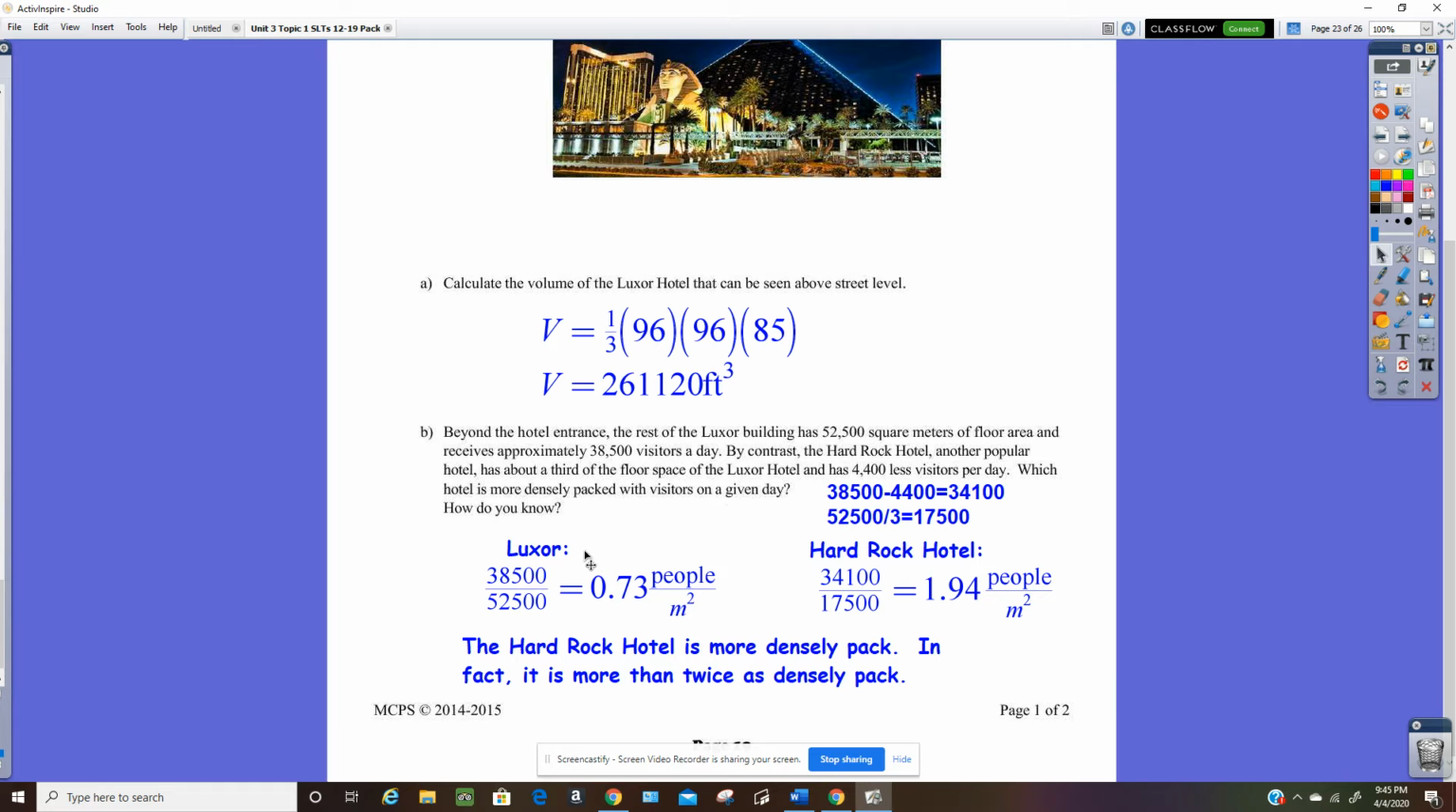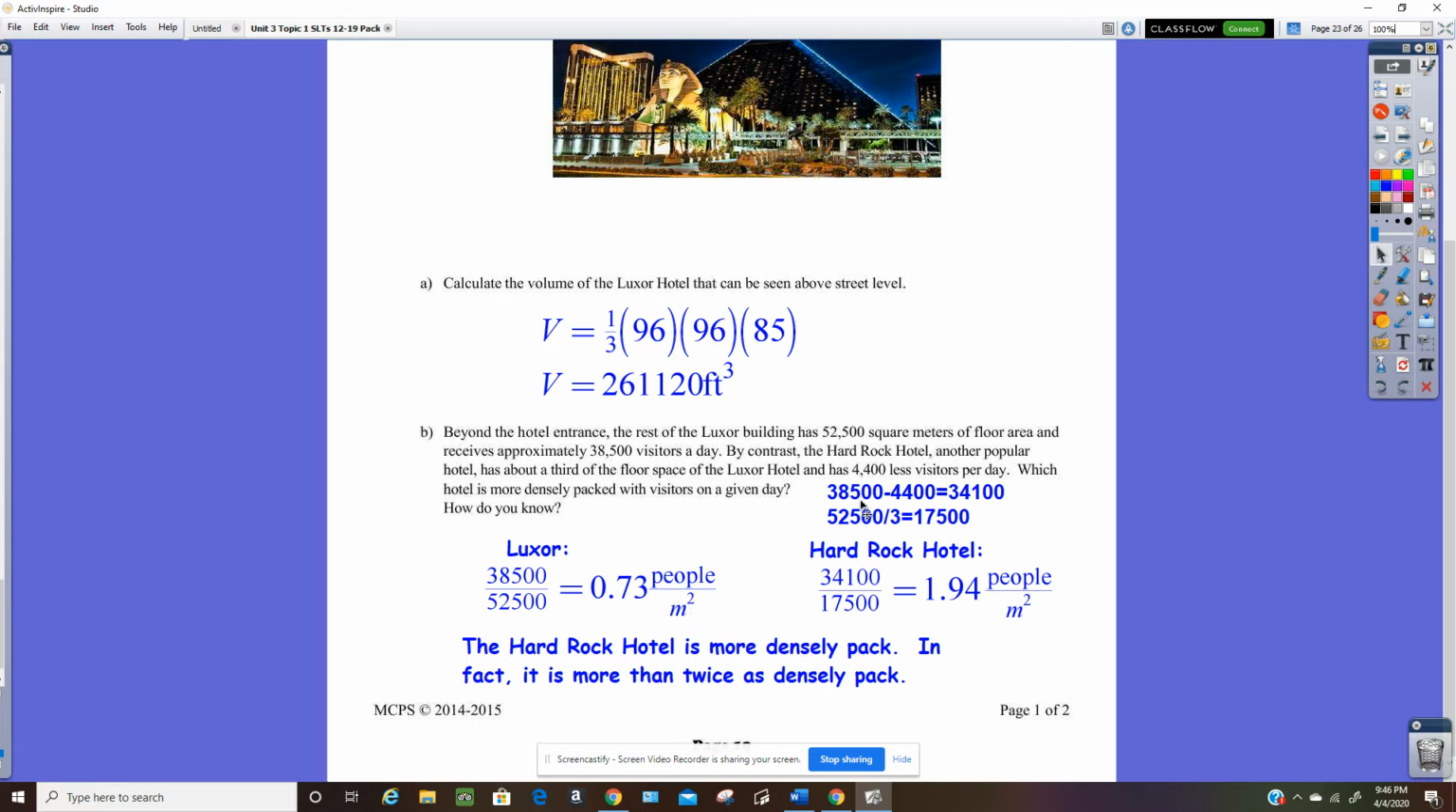And how do you know? So you take the Luxor, which has 38,500 visitors for 52,500 square meters of floor space, so 0.73 per meter squared.